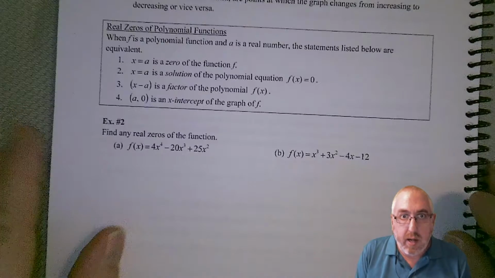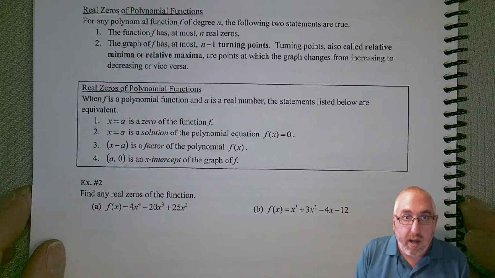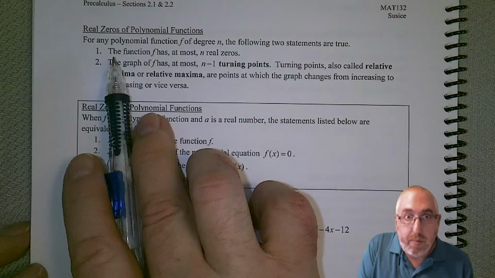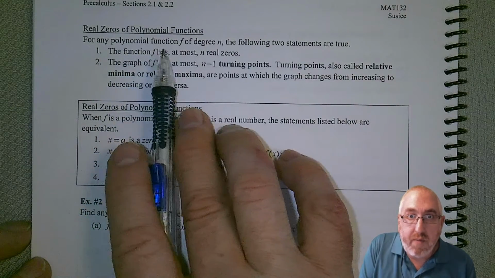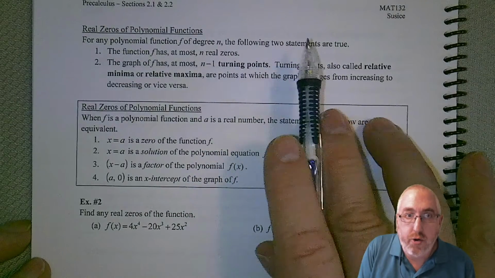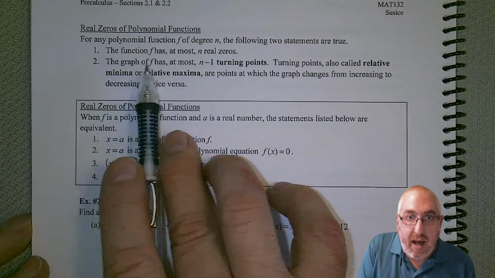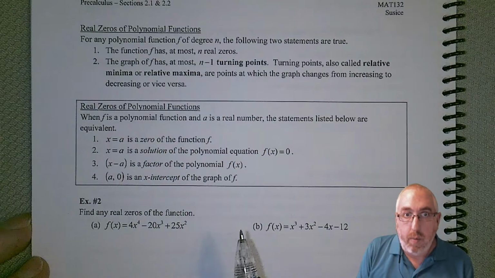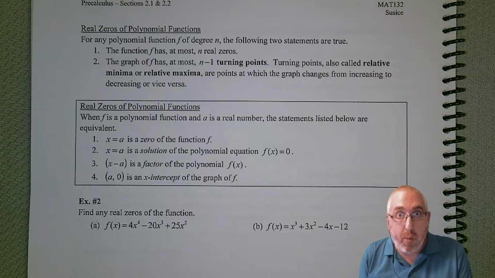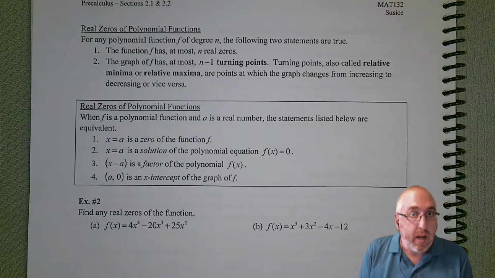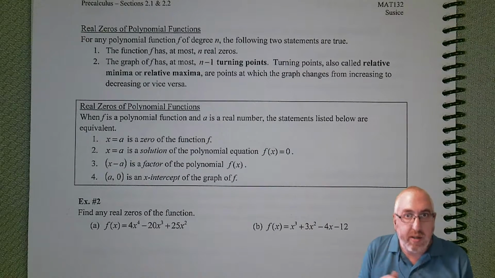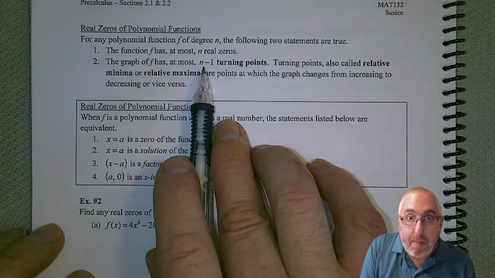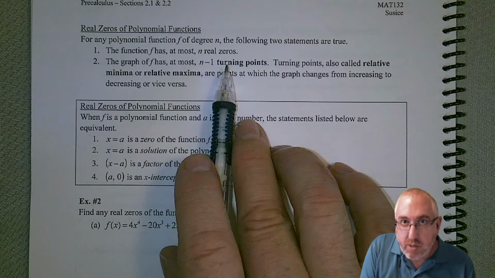Now, looking at what we have next, we got the real zeros of polynomial functions. So what do we mean by that? Well, for any polynomial function f of degree n, the following two statements are true. The first one, the function f has at most n real zeros. So if you have a third degree polynomial, we could have 3 zeros. And if you're not sure what I mean by zeros, we're going to speak to that in a second. The second one says the graph has at most n minus 1 turning points. Okay, well, what's a turning point?